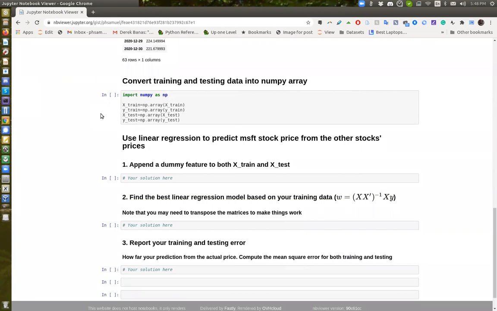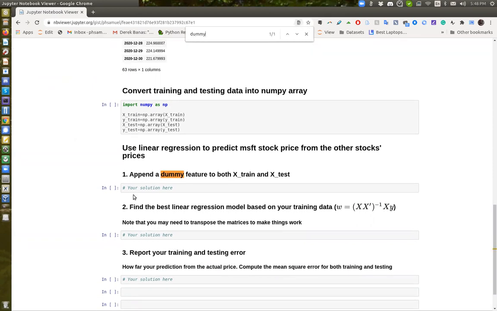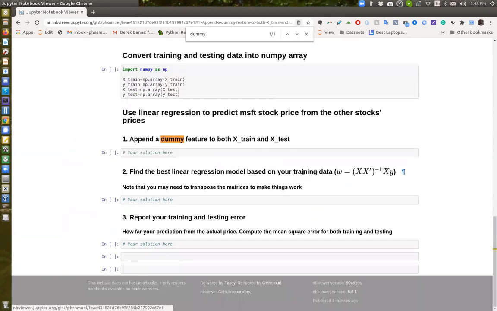I know you were talking about incorporating the bias into the weights by adding a 1. Yes, that's the one. The dummy feature is the one. You have to append a one there. Gotcha. Thank you.